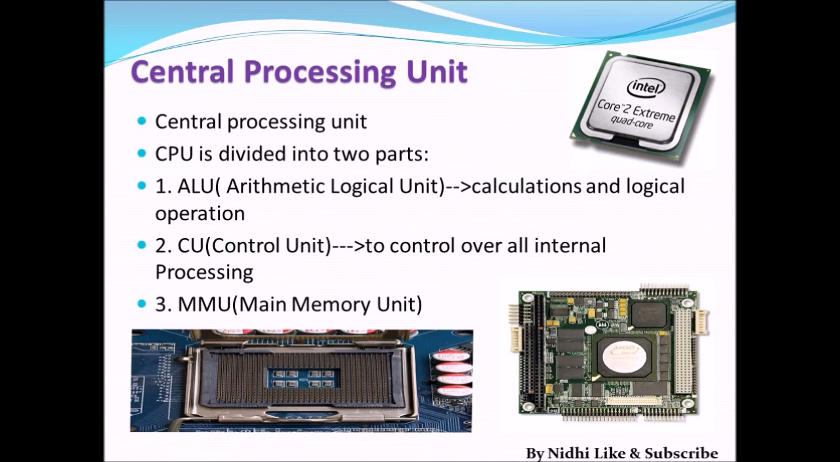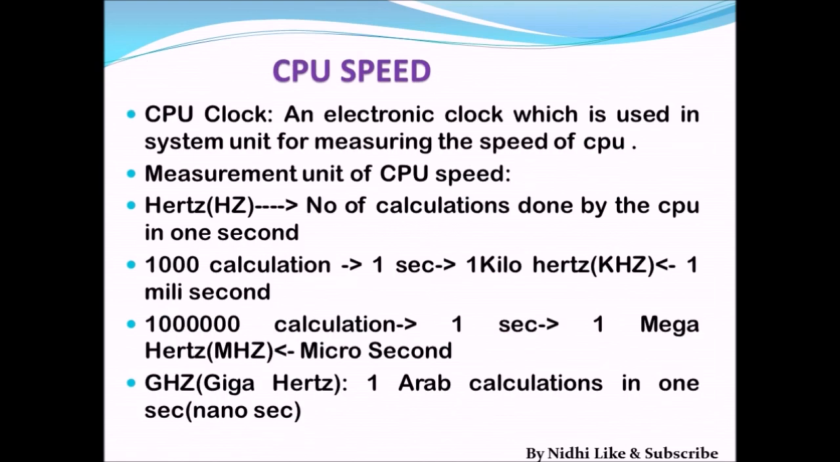Okay, next thing is CPU speed. CPU speed is measured in terms of clock rate. Clock rate means an electronic clock is used in system for measuring the speed of a CPU. So it is just a way of measuring the speed, and measuring unit of CPU speed is hertz. Hertz means the number of calculations done by CPU in 1 second, and when we combine 1000 calculations, then it becomes 1 kilohertz. 1 kilohertz in 1 millisecond.